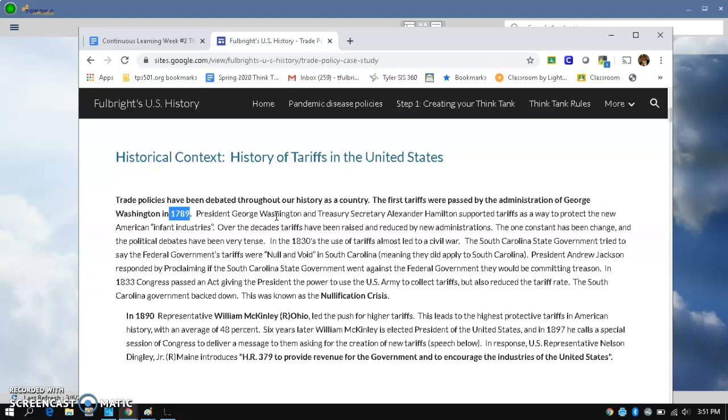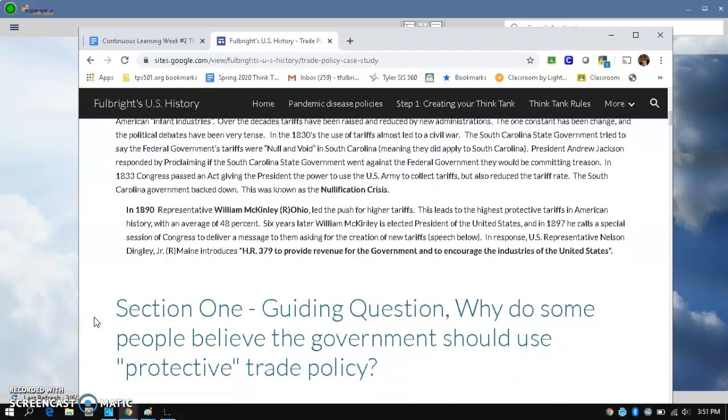President Andrew Johnson responded by proclaiming that if South Carolina's state government went against the federal government, they would be committing treason. This meant that they would send the federal army into South Carolina in order to make them collect the tariff. In 1833, Congress passed an act giving the president the power to use the army to collect those tariffs. South Carolina luckily backed down.